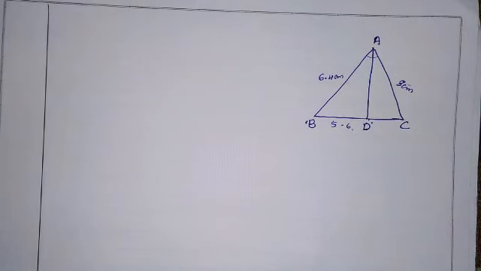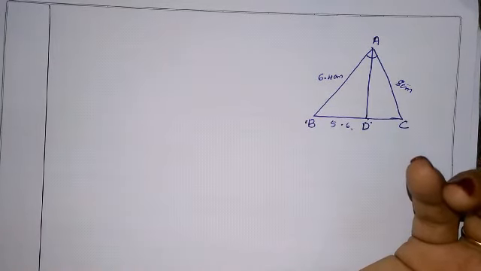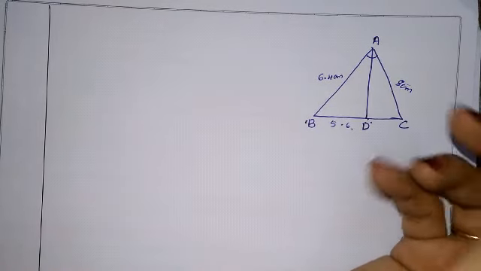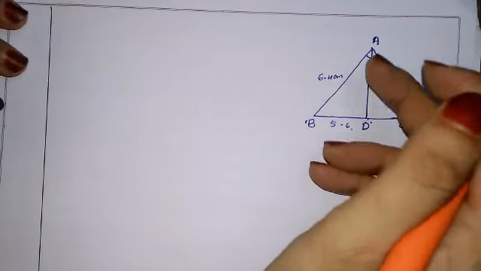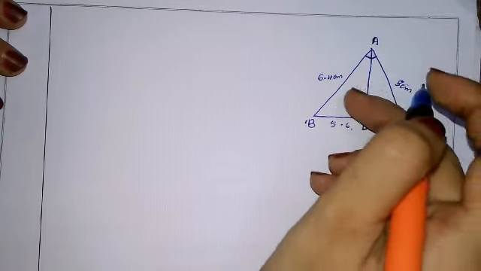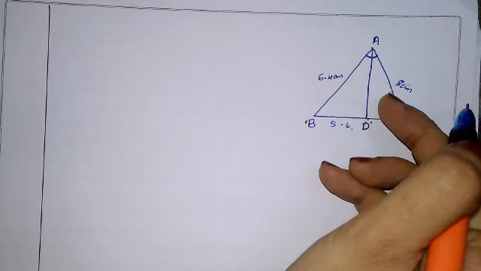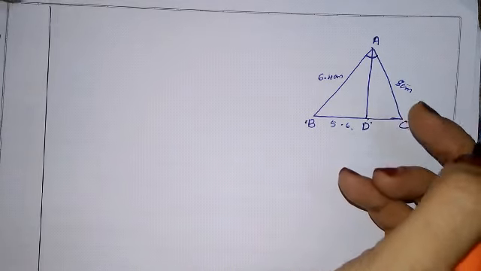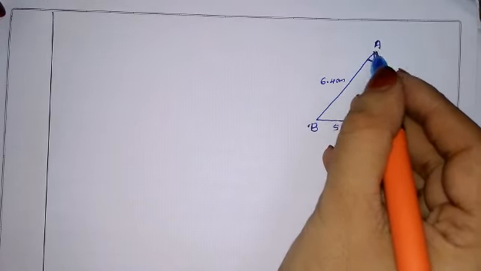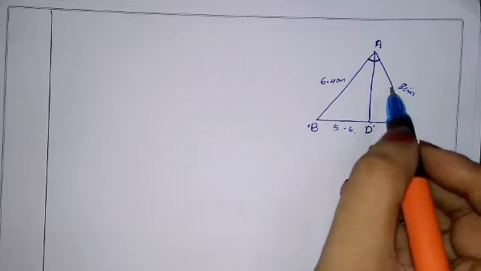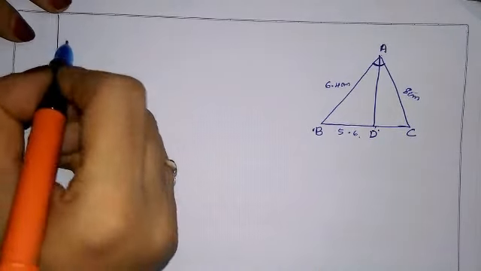Okay, here we can see that they have told a bisector. So based on the bisector, an angle bisector divides the opposite side into two segments which are proportional to each other. So based on this, they have told AD is a bisector of angle A. Let me write this sentence here.